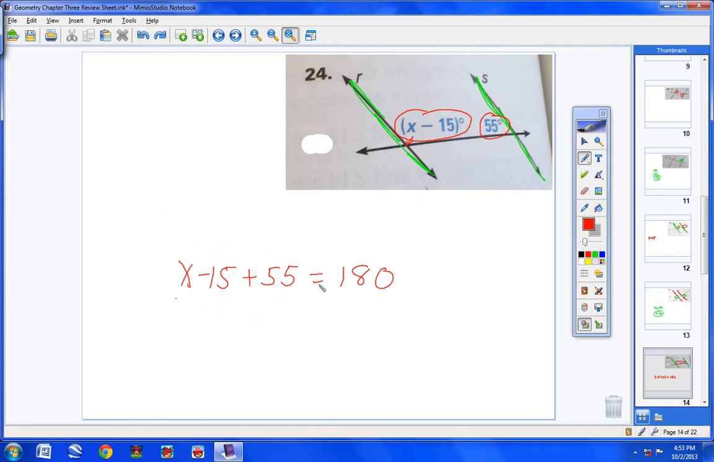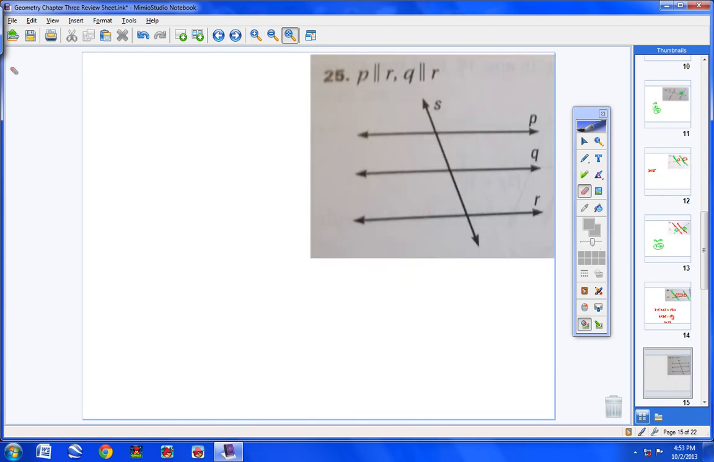Now the first thing I see is I can simplify this left side. I have negative 15 and positive 55. That's going to give me a positive 40. Then next, I'm going to bring 40 over. And when I bring 40 over, I'm going to make it a negative 40. So I've got a negative 40 here. This is gone. So x equals 140. And that's the answer you should get for x, 140. Okay, moving on to numbers 25, 26, and 27.